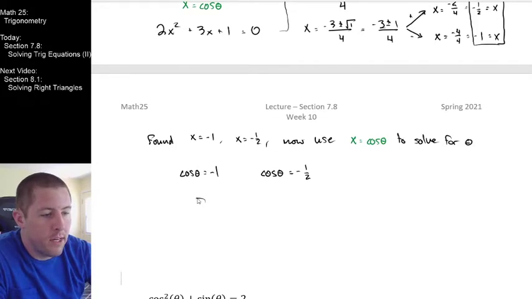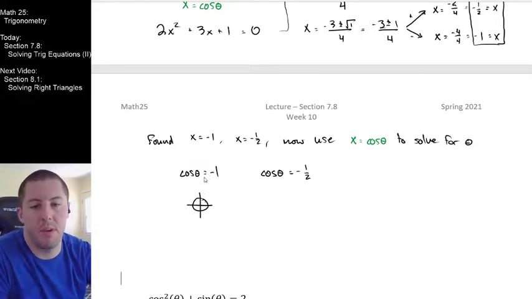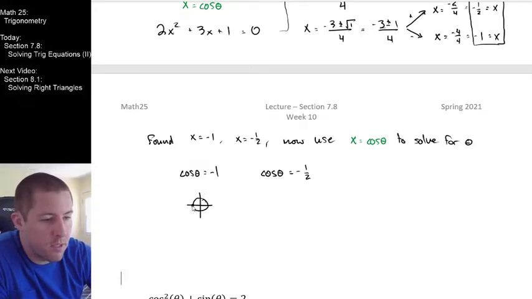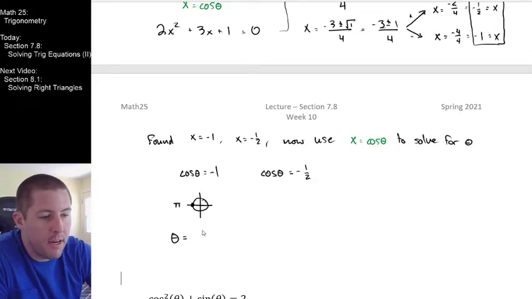For my first one, and again, I always just base these on my unit circle diagrams here. Cosine measures the left-right location on the unit circle. So cosine being equal to negative 1 puts us right there, right? This is located at pi radians, right? That's going 180 degrees right there. And it looks like we could continue to arrive at new solutions over and over again by adding 2 pi to this. So it looks like I'm going to be getting here theta equals pi plus 2 pi k.